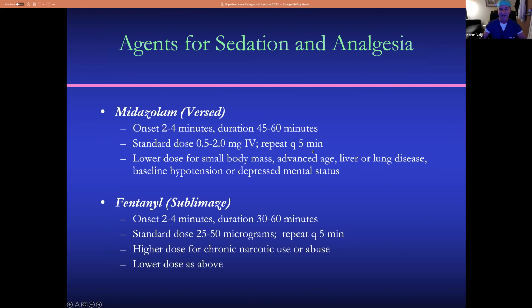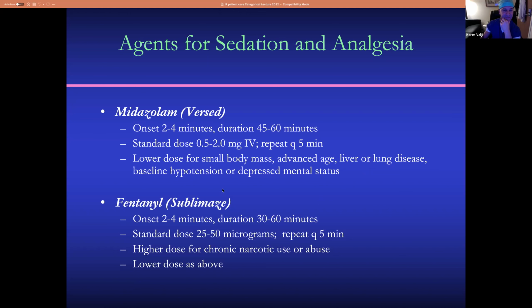You can repeat that every 5 minutes, giving incremental doses, either one or a half, depending on how they're responding. The total dose doesn't actually matter. Once you get to about 5 milligrams and 250 micrograms of fentanyl, you begin to worry that's a lot. Even 3 and 150 is a lot, but you can continue giving it depending on how they're responding. Remember you need lower doses for certain groups of patients: small body mass, advanced stage, liver disease because of metabolism, and so on.